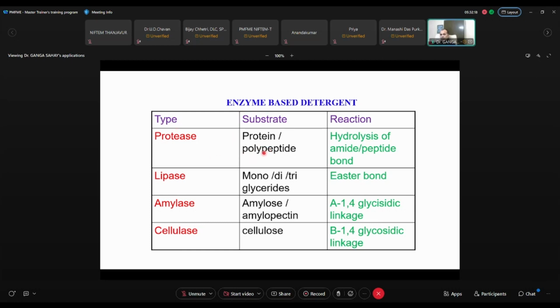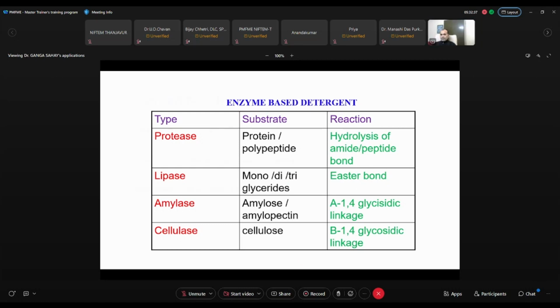For protein and polypeptide, we have protease. For mono-, di-, and triglycerides, we have lipase. For amylose and amylopectin, we have amylase. And for cellulose, we have cellulase. These are the reactions which are happening for the breakdown of these constituents for the purpose of cleaning.